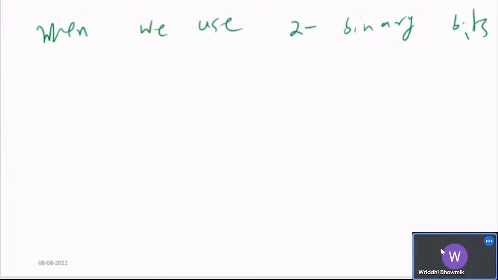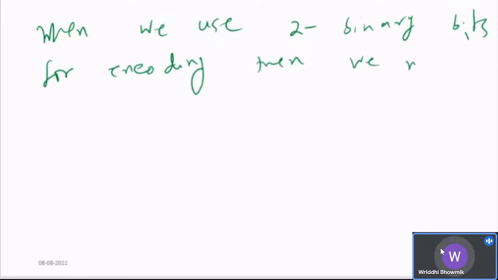bits for encoding. Okay, so how many decimal digits can we encode when we use 2 binary bits for encoding?